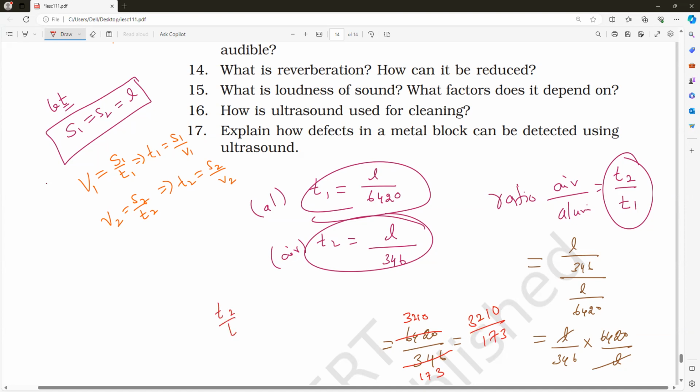So T2 divided by T1 is equal to how much will it come? Yes, 18 is 255. You are doing wrong somewhere. Check it. 3210 divided by 173. Divide it and tell me.